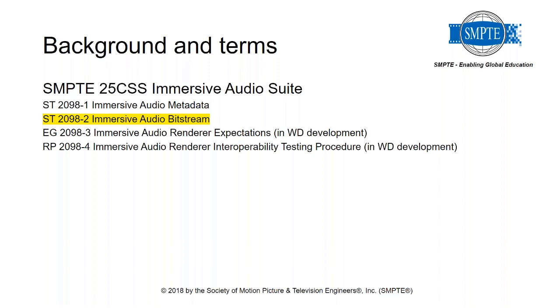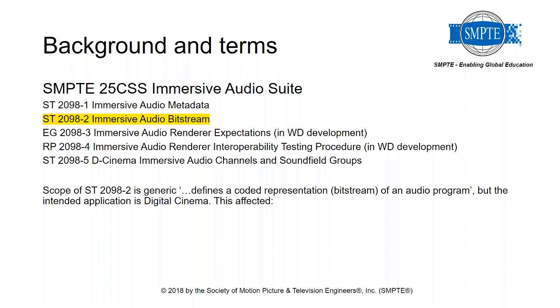There's also a recommended practice, which takes the expectations defined in 2098-3 and says how you would use those to prepare test material and set up a playback environment for testing of renderers for interoperability. And finally, this is the only one in the suite that has been published so far. It's a listing of D-Cinema immersive audio channels and sound field groups. This allowed us to standardize the channels that are carried in the bitstream, since they had no normative definition up to that point.